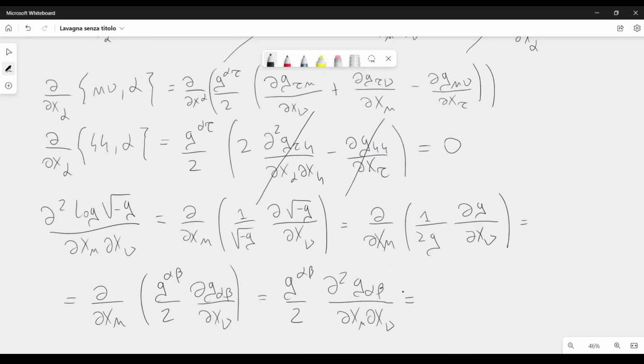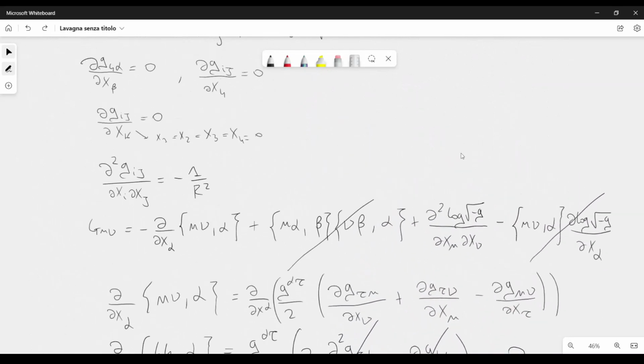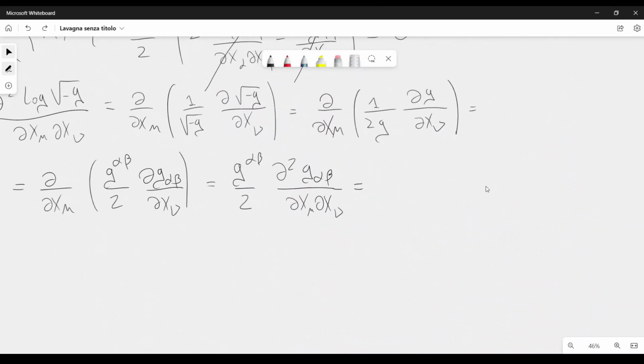Now it's easy to check that this term here can be non-zero, and remember this equation that we have found earlier. So it's easy to check that when you set, remember that you have to set x1 equal to x2 equal to x3 equal to x4 equal to 0, the inverse of the metric tensor will be equal to the usual matrix minus 1, minus 1, minus 1, 1 on the diagonal, and then we have zeros off the diagonal.